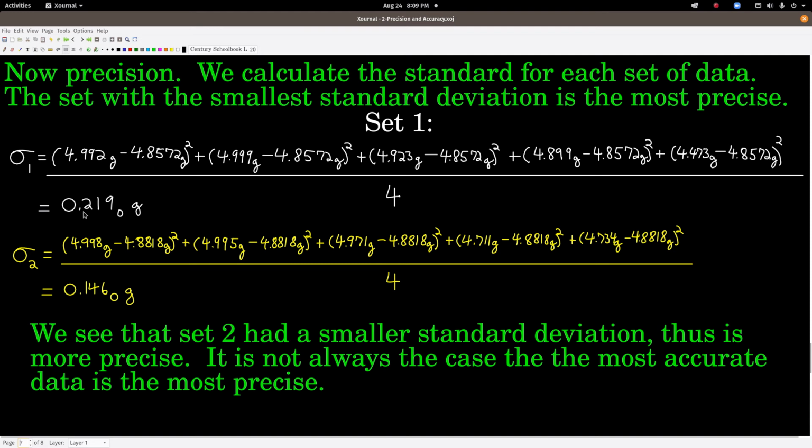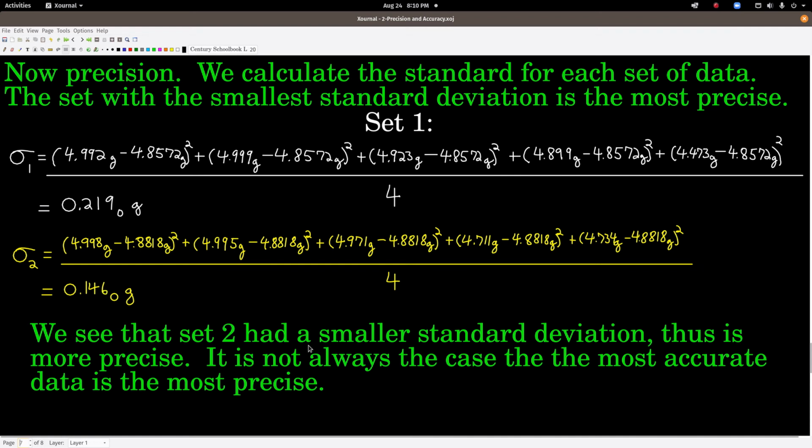I end up getting the standard deviation for the first set of measurements as 0.219 grams. Notice, by the way, the standard deviation has the same units as the measured values. Percent error has no units, it's just a percent. The standard deviation for the second set was 0.146 grams. So the standard deviation for the second set is smaller than for the first set of measurements. So we can say that set 2 has a smaller standard deviation. That means it's more precise.